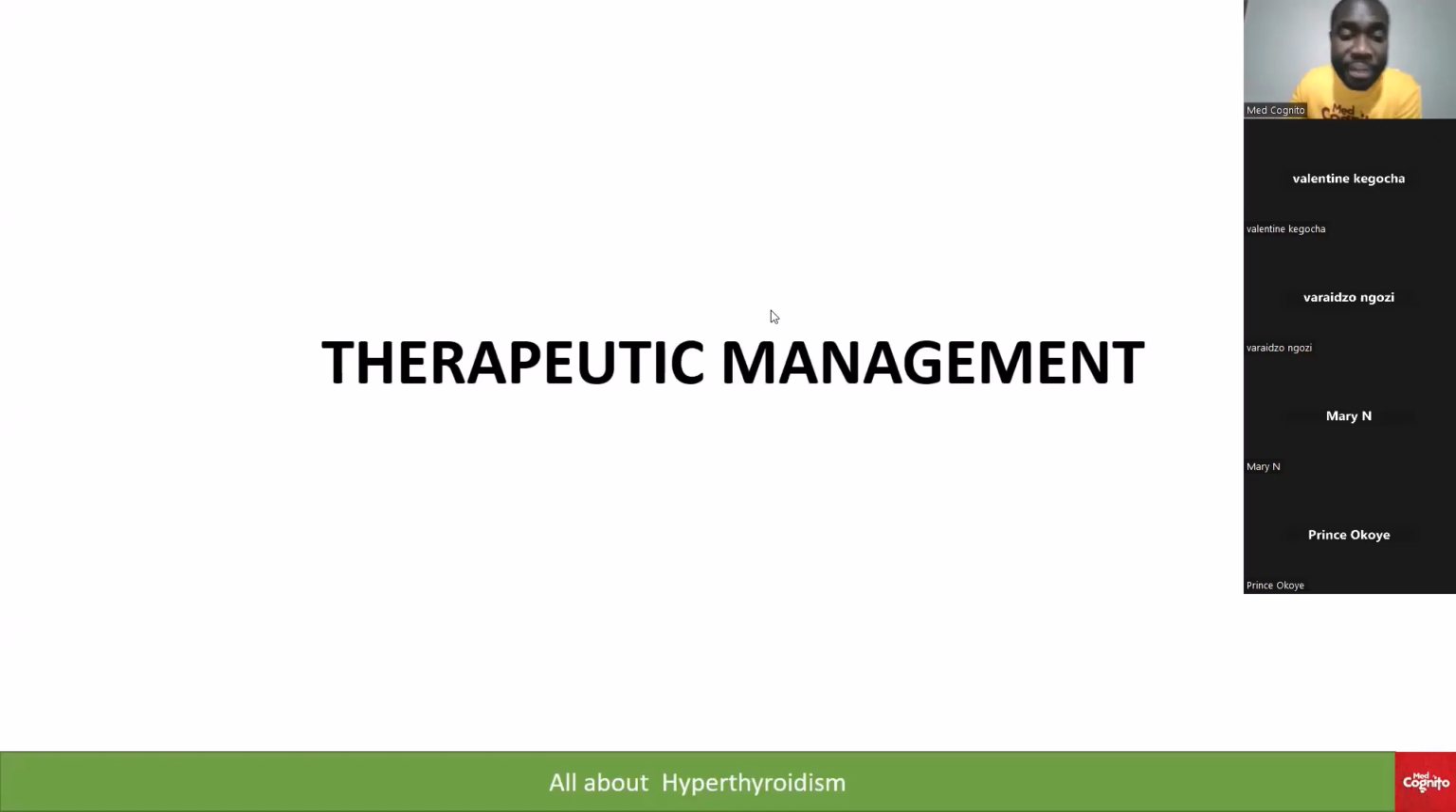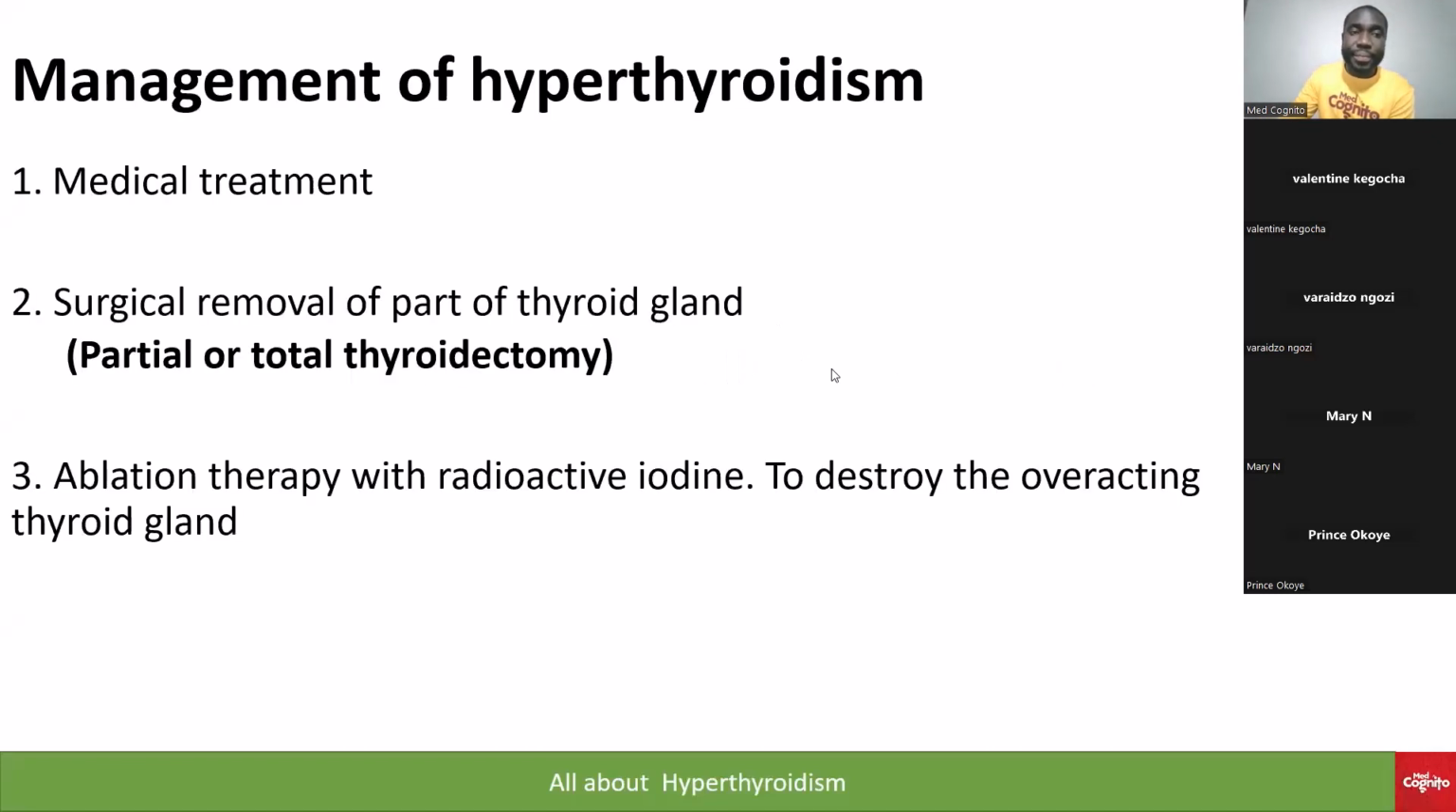Therapeutic management in a patient with hyperthyroidism. If a patient has hyperthyroidism, there are several ways we can manage them. Number one, we can give them medical treatment, medication. Number two, we can remove a part of the thyroid gland or the total thyroid gland. When we remove a part of the thyroid gland, we call that partial thyroidectomy. If we remove the whole thyroid gland, we call that total thyroidectomy.